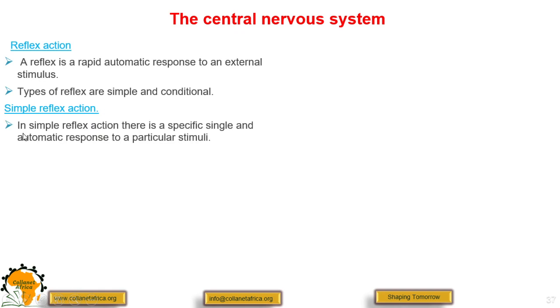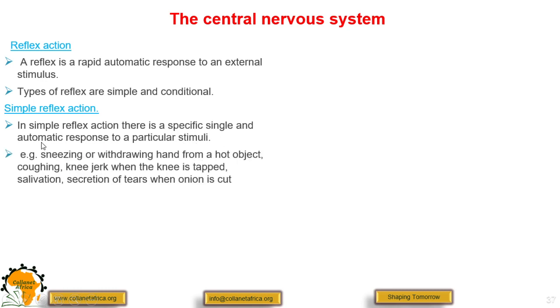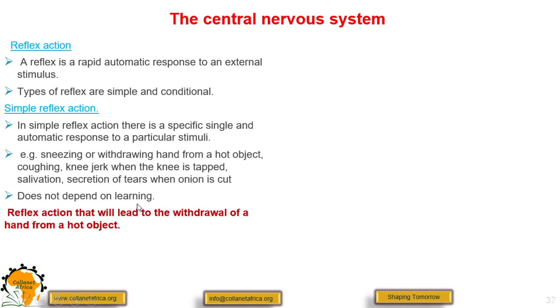In simple reflex action, there is a specific, single, automatic response to a particular stimulus. Examples of simple reflex action include sneezing, withdrawing the hand from a hot object, coughing, and the knee jerk when the knee is tapped. So when that part called the patella on the knee is hit, for example using a ruler, there is that knee jerk. We also have salivation and secretion of tears when an onion is cut. This reflex does not depend on learning.